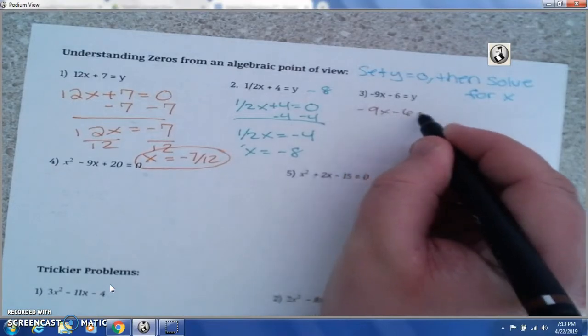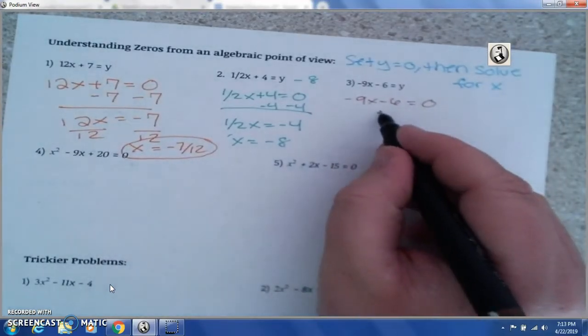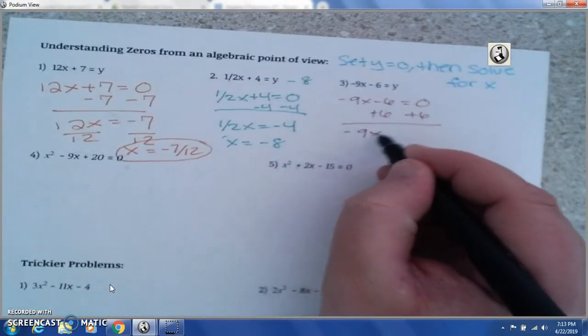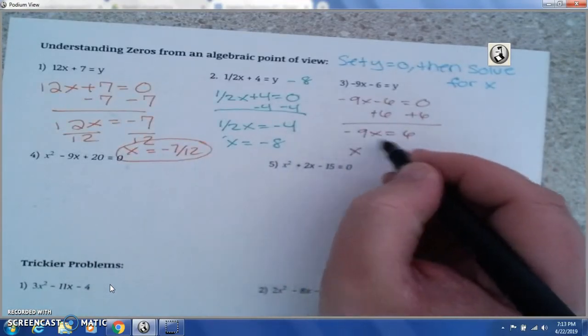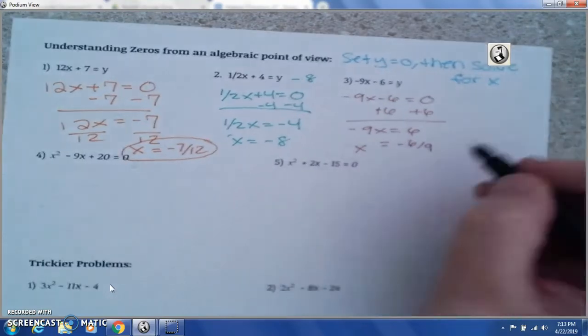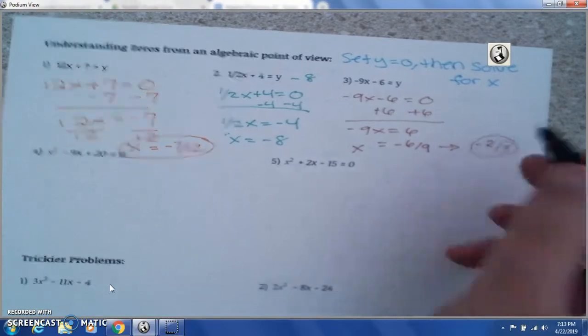-9x minus 6 equals 0. It's probably going to be -2/3. So add 6. -9x equals 6. Divide by -9, so I get -6 over 9, which simplifies to -2/3. Okay.